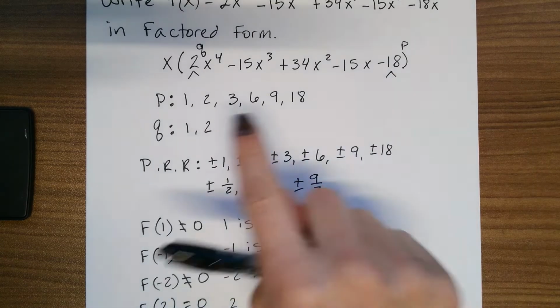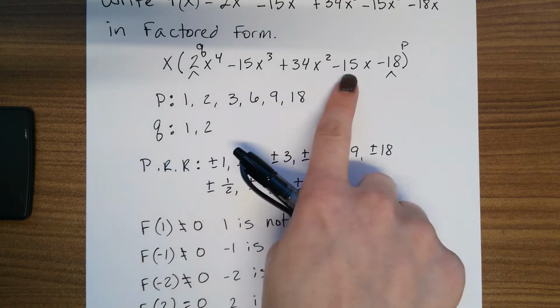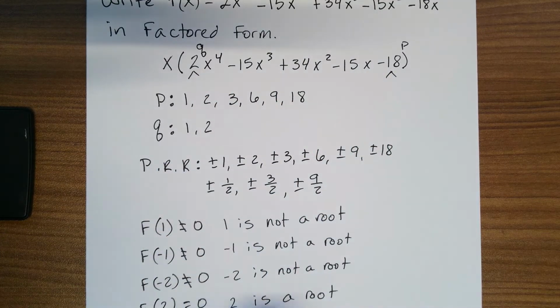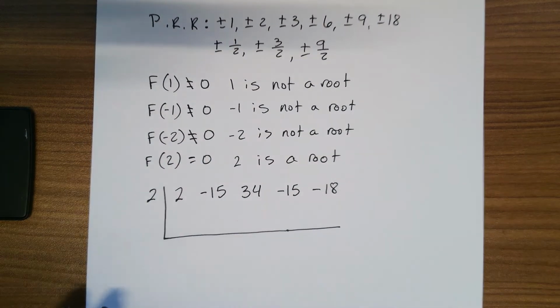And plugging in, taking each of my coefficients. So I have 2, negative 15, 34, negative 15, and negative 18. So there's my setup for synthetic division.